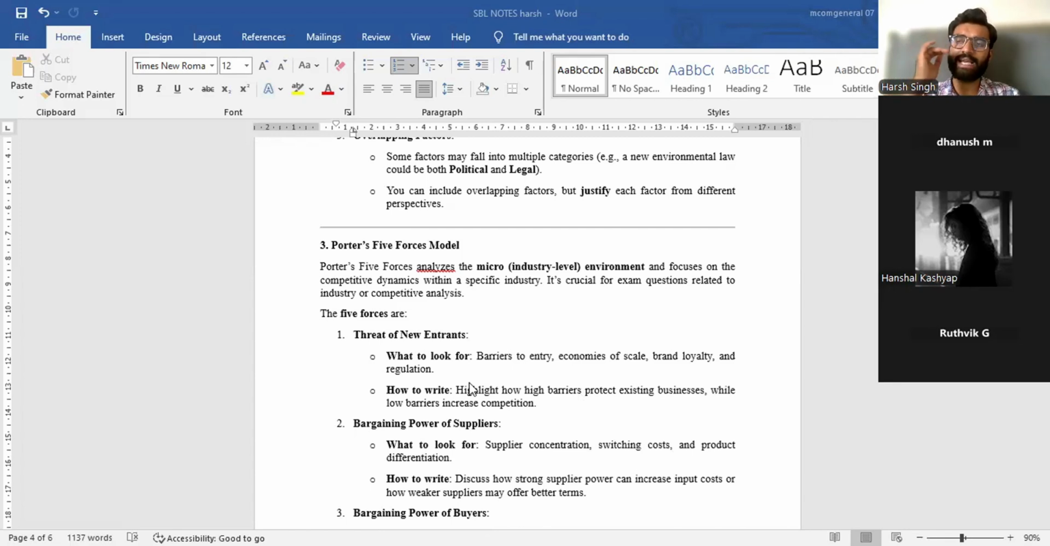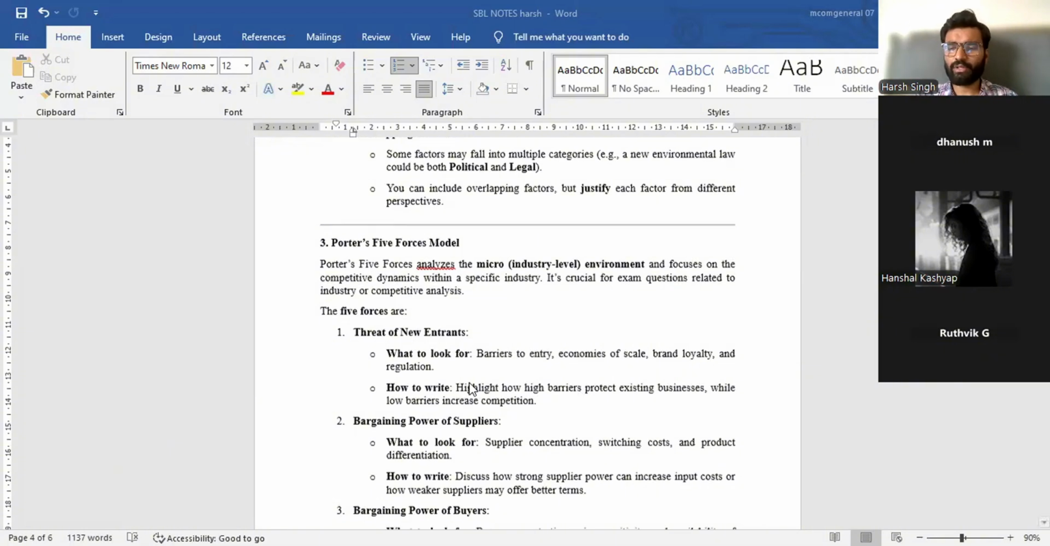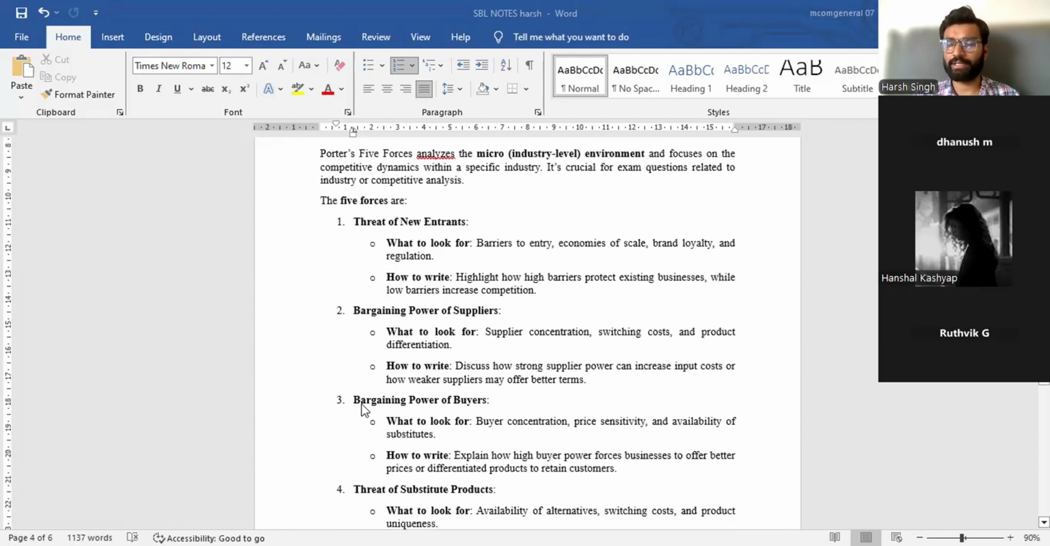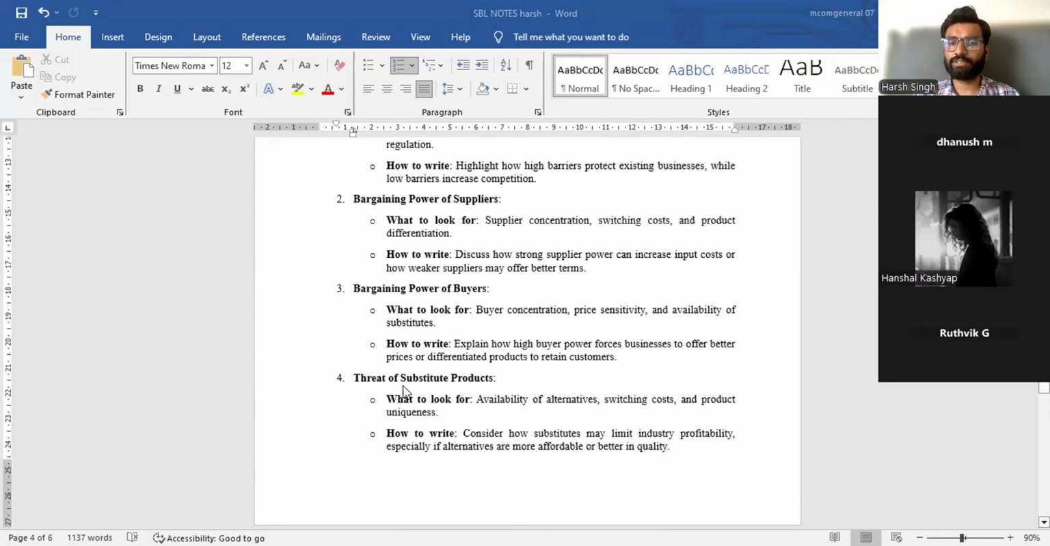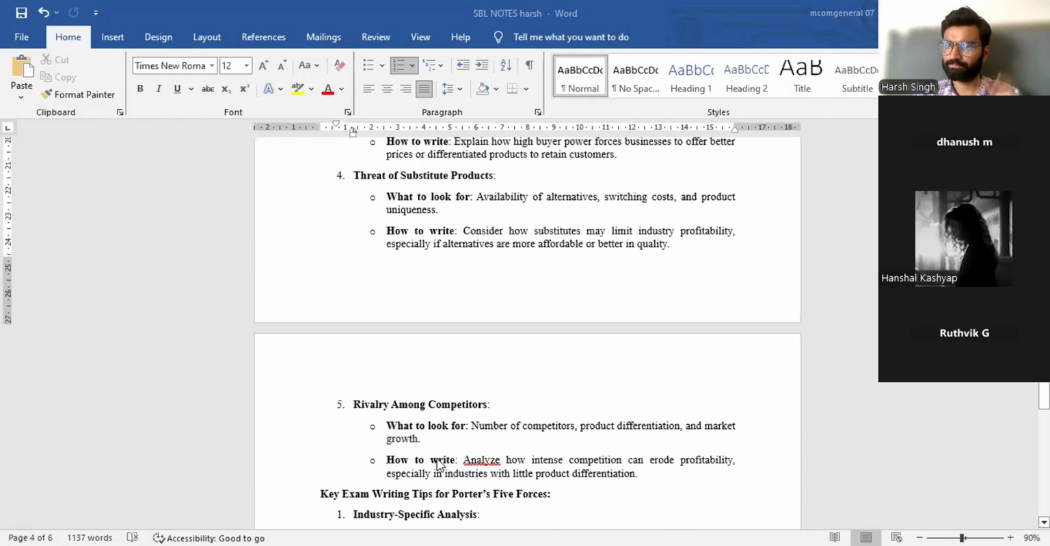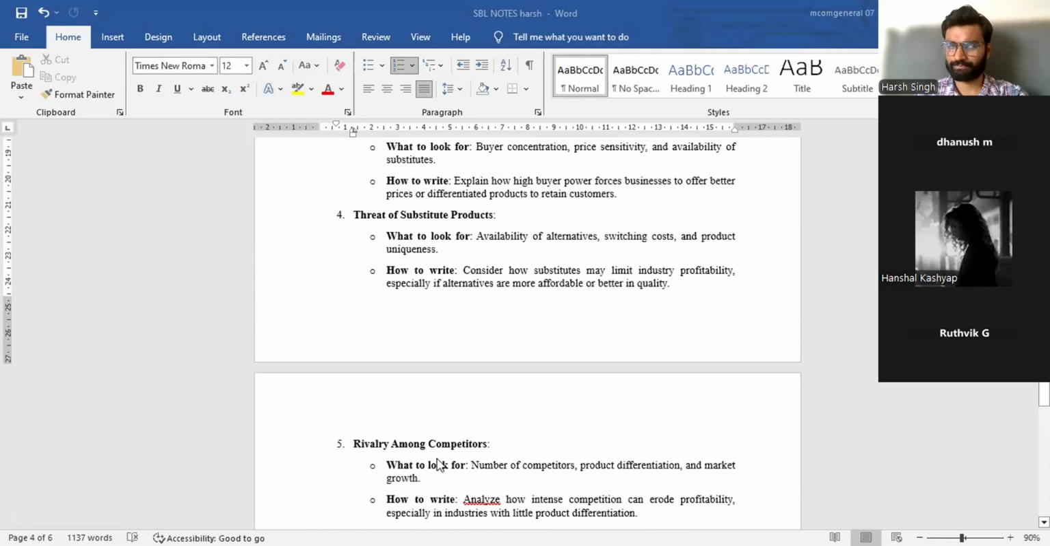Now, it analyzes the micro factors and focuses on the competitive dynamics regarding the competition of the organization, the suppliers, the entrants, or something like that. So now what are the five forces? We have threats of new entrants. We have the bargaining power of suppliers. We have bargaining power of buyers, threat of substitute products, and then rivalry among competitors. These are the five things.